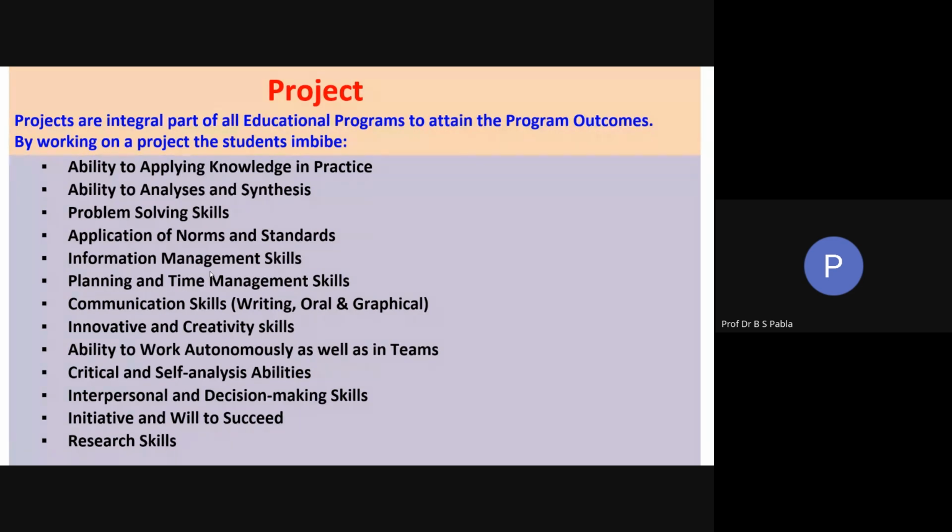Communication skills, all writing, verbal, and graphical. Sometimes you don't have to write many things. You give a graph, you give a bar chart, and everything is clear. So that also is probably developed by doing the project, because you have to give the presentations. Innovativeness and creativity skills. Project is supposed to develop these skills also.